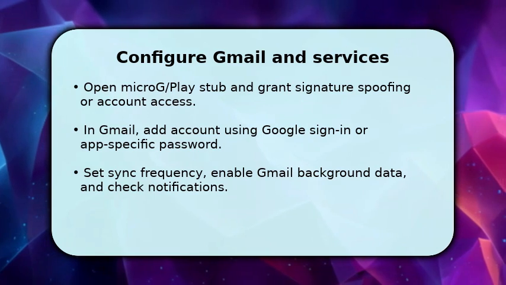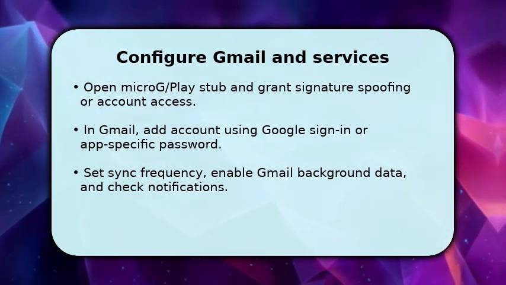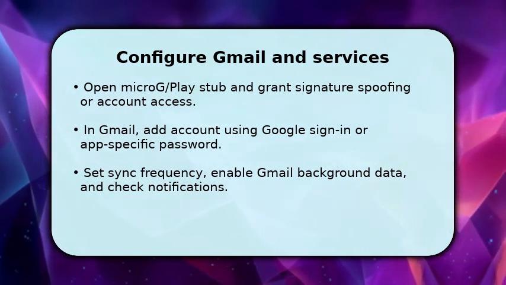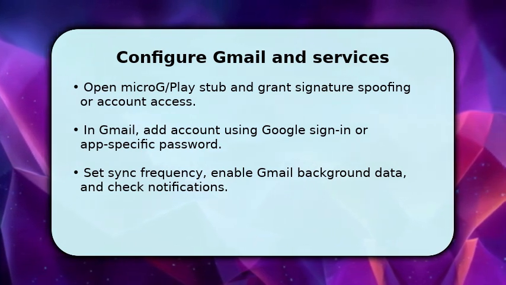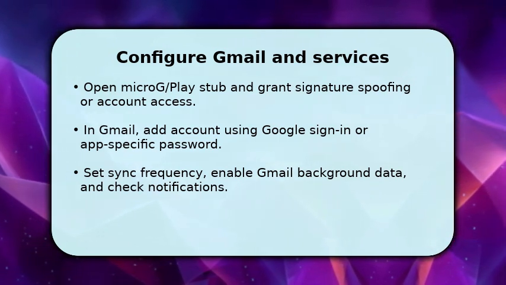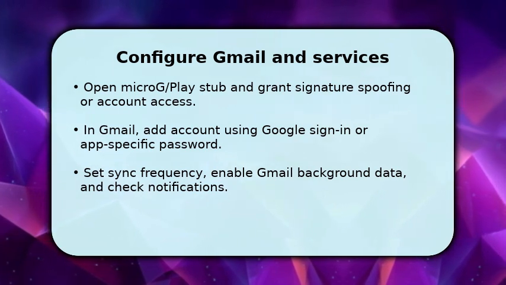Open the replacement service app and grant required permissions, such as account access and signature spoofing, if the replacement supports it. Then open Gmail and add your Google account. If standard sign-in fails, use an app-specific password generated from your Google account security settings. Make sure Gmail sync is on and background data is allowed so messages fetch automatically.